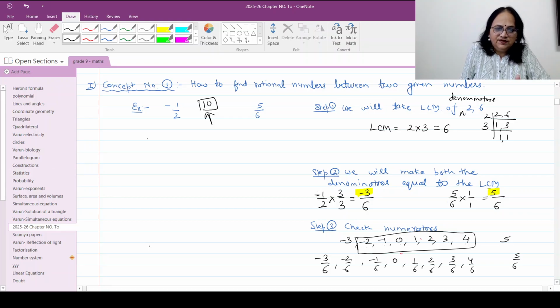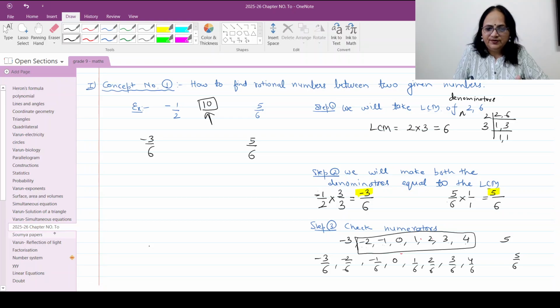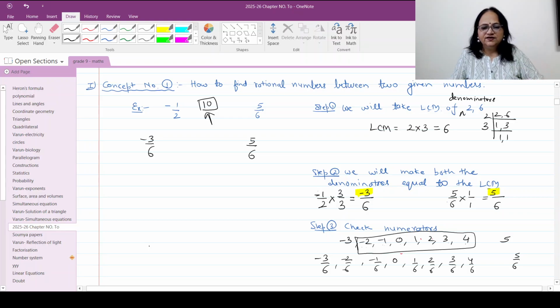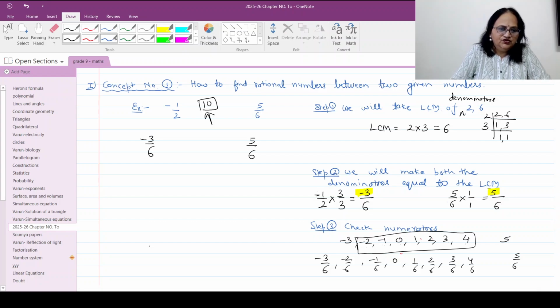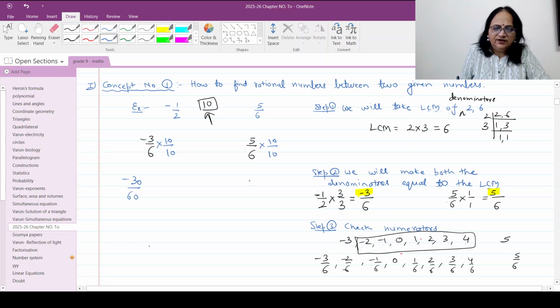See, I have numbers -3/6 after converting, and this is 5/6, right? I am not having 10 integers between -3 and 5. So what will I do? एक छोटा सा ट्रिक ले लेते हैं. यहाँ पे 10 से मल्टीप्लाई कर दो ऊपर नीचे. So this will become -30/60 and this will become 50/60.